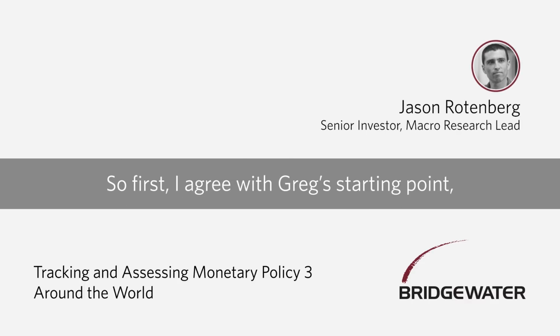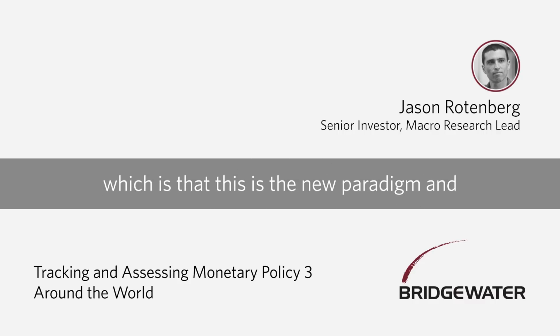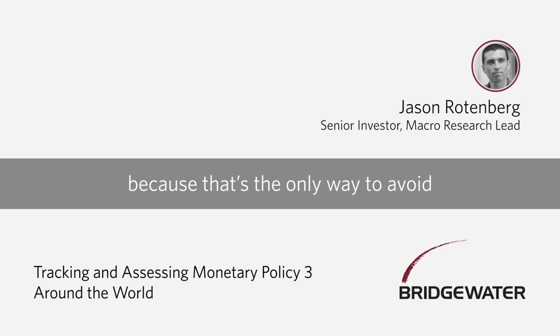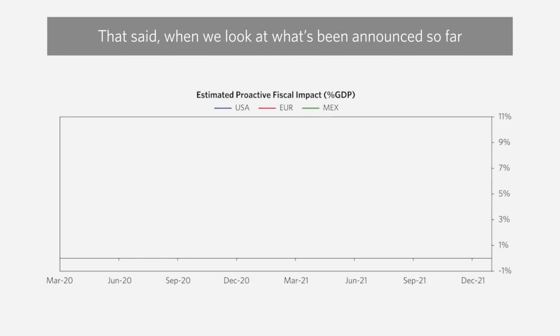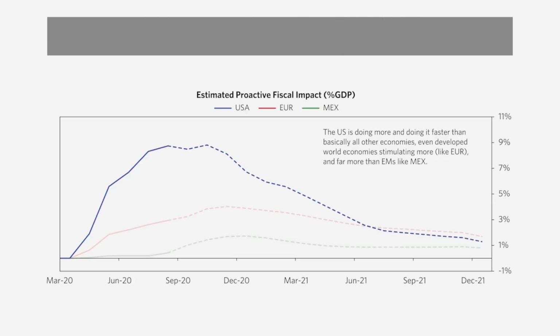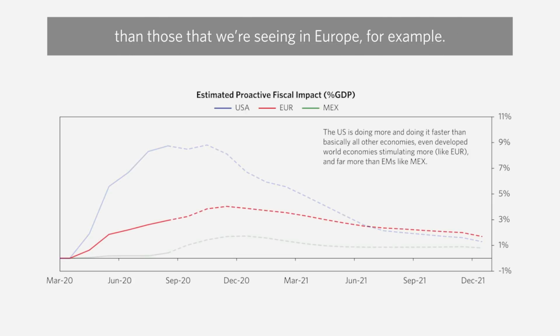So first, I agree with Greg's starting point, which is that this is the new paradigm and that we're seeing countries do a massive amount of fiscal because that's the only way to avoid a massive amount of pain. That said, when we look at what's been announced so far and then the difference of the composition of the policies that we're seeing across countries, there are material differences. And so, for example, the packages in the US are much larger, broader, and cover many more of the holes than those that we're seeing in Europe.